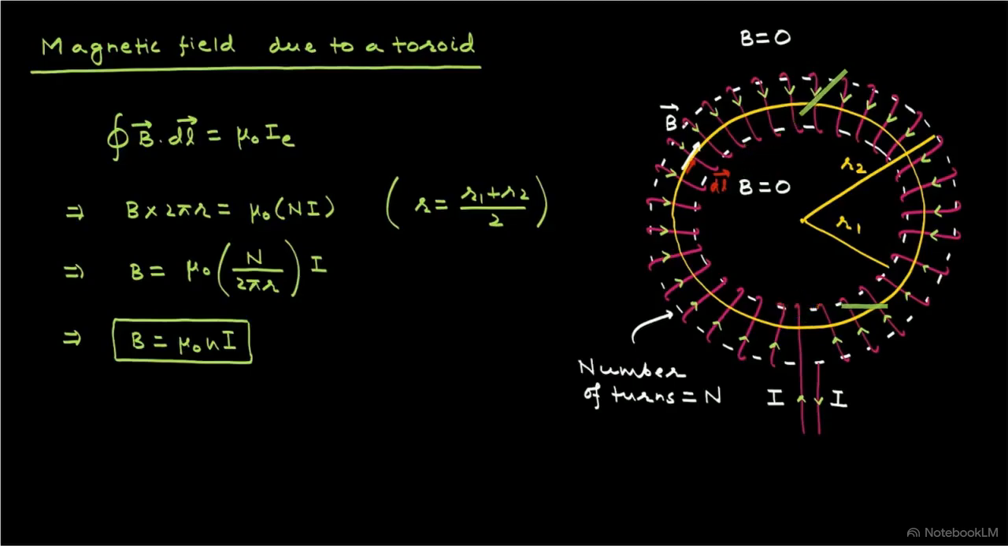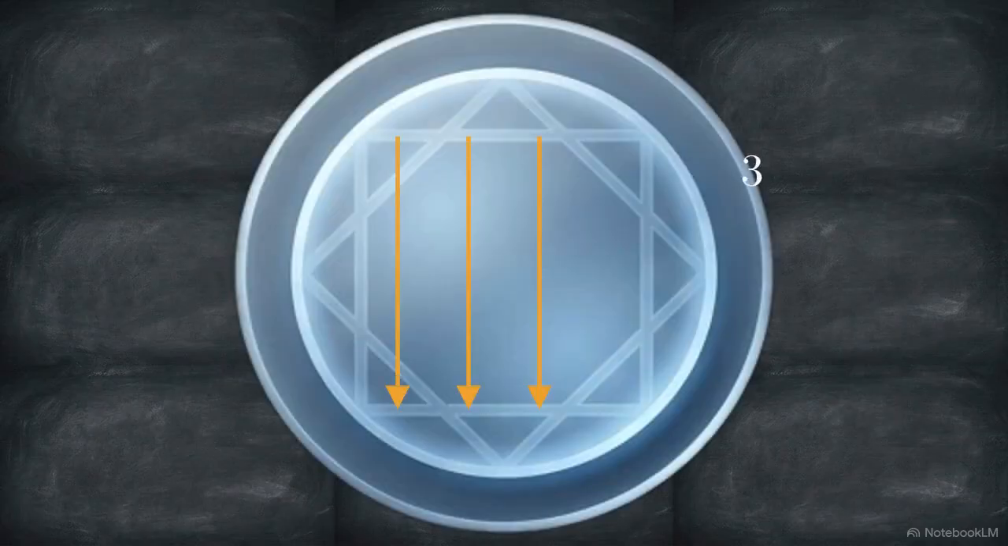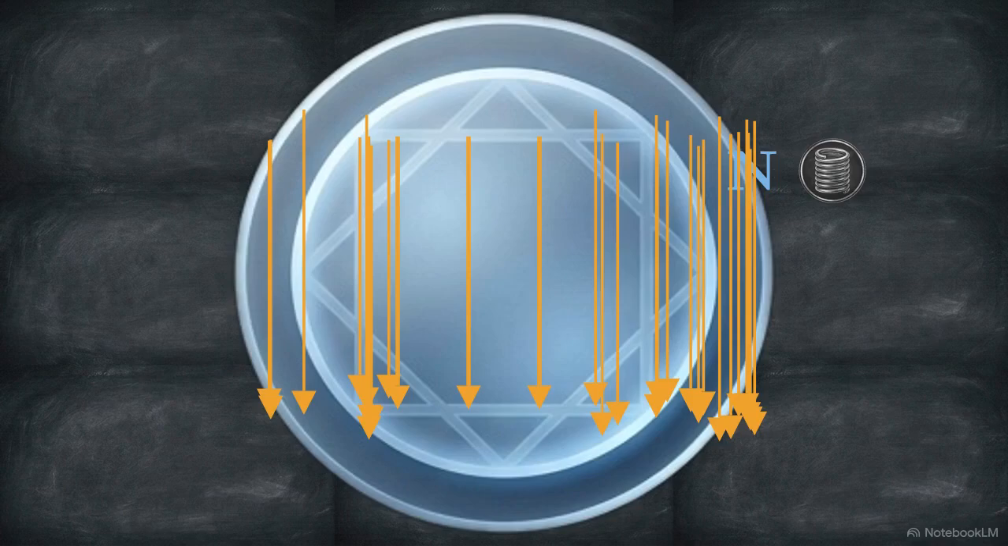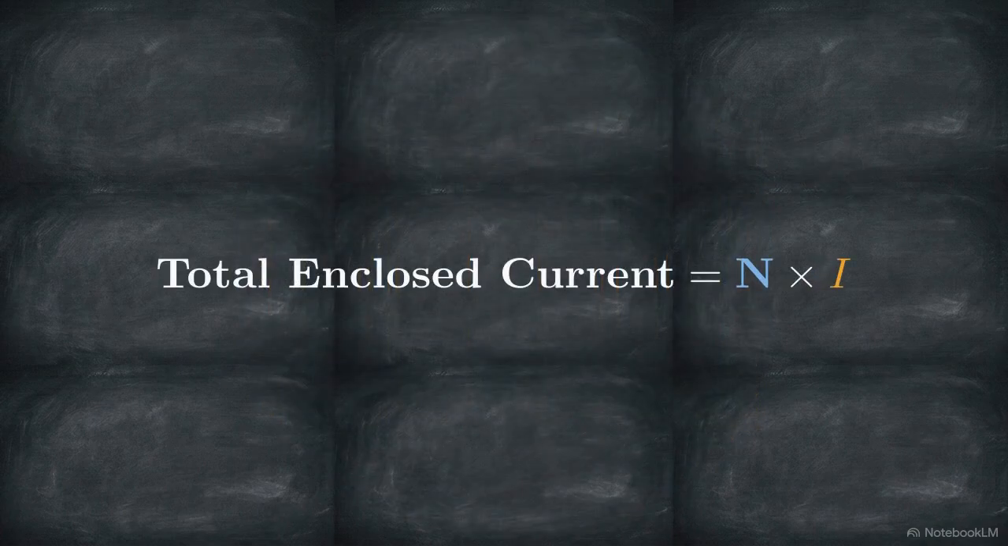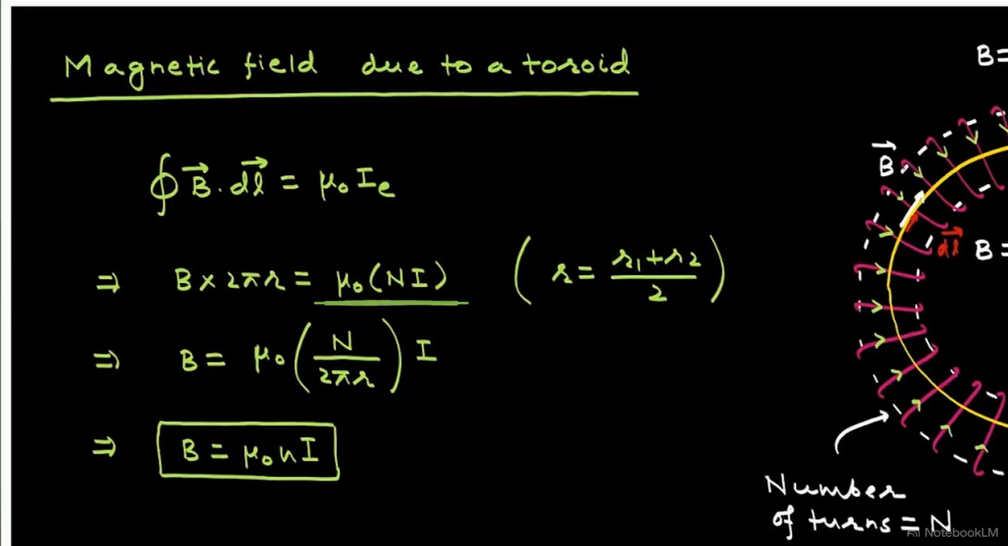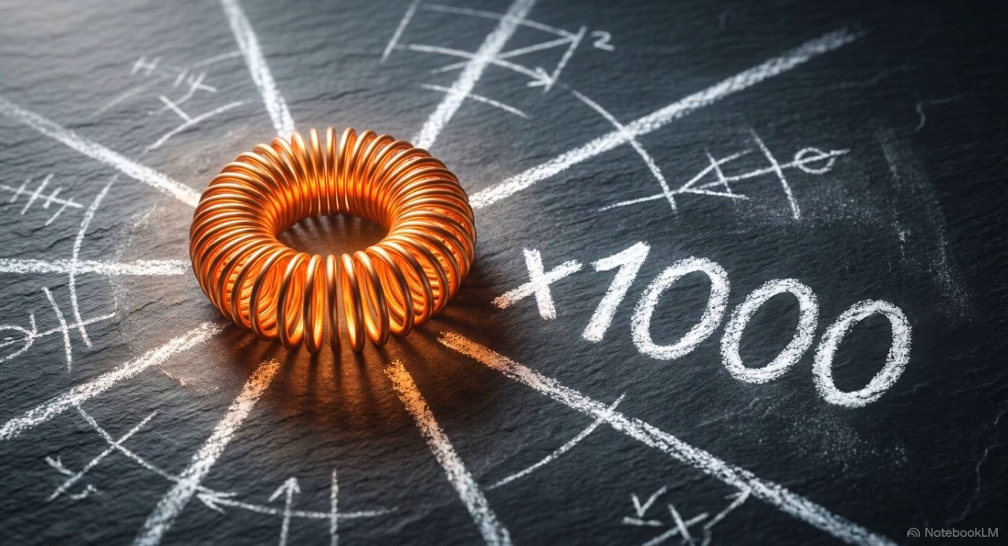We defined the total number of these wire wraps as n. Since each turn carries a current I through the plane, the total enclosed current is the product of n and I. Substituting this into the derivation, the right side of the equation becomes mu naught times n I. This result shows that coiling the wire n times directly scales the source of the magnetic field.